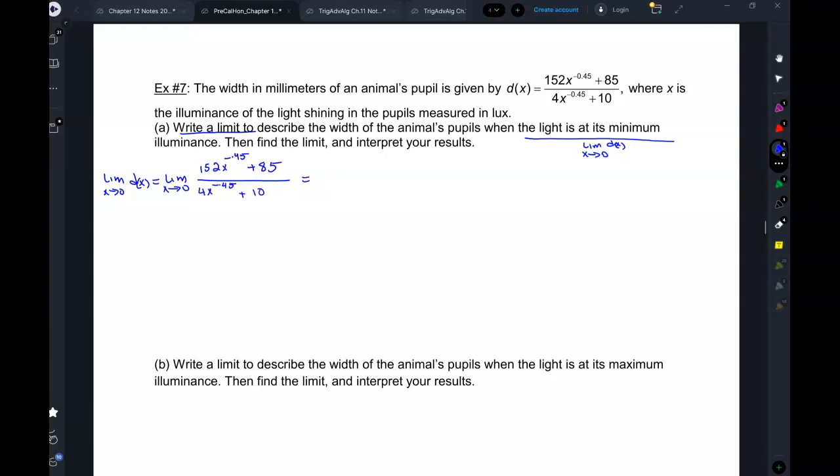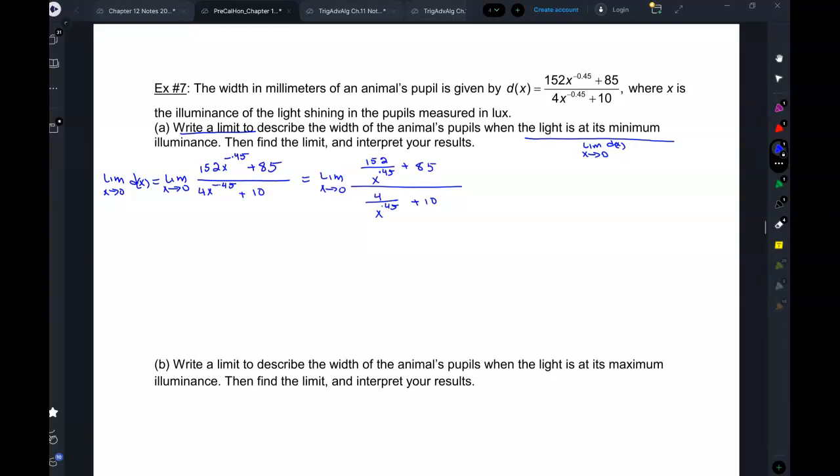So take a look at this for a minute. We have a negative exponent for the x, which means it kind of takes things to a different level, right? Let me write that over again. This is the limit as x approaches 0. And if you write this in standard form, this is what it looks like, right? Okay, so if you have 152x to the negative 0.45, this is 152 over x to the 0.45.